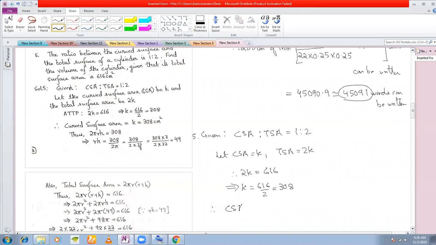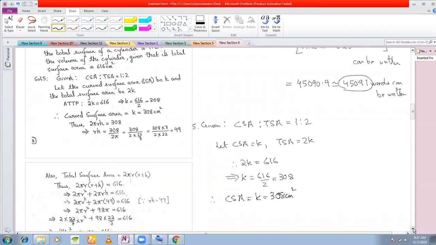Therefore, the curved surface area is 308 centimeters square. We know the curved surface area as well as the total surface area. Now the question here is to find the volume of the cylinder. For volume, what do we require? We require the radius and also the height.